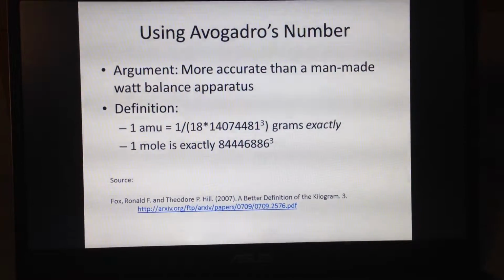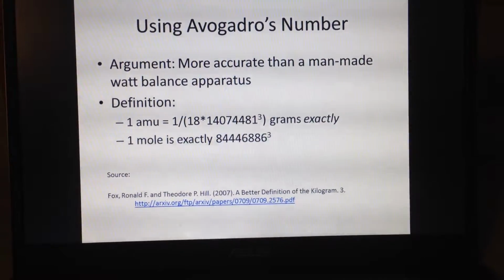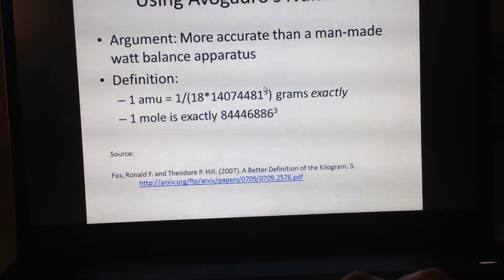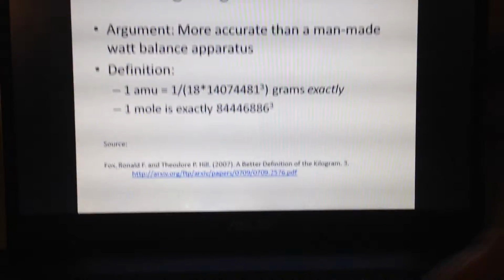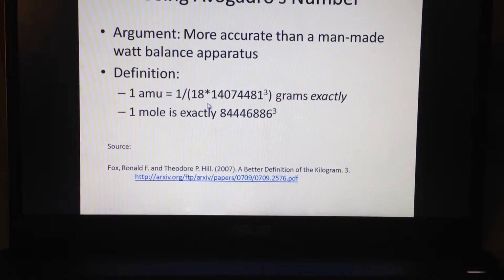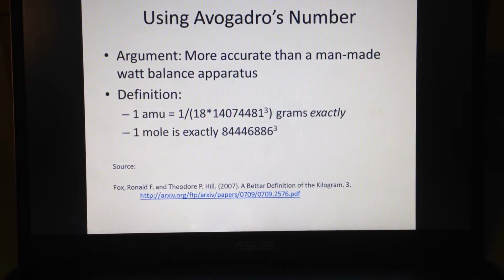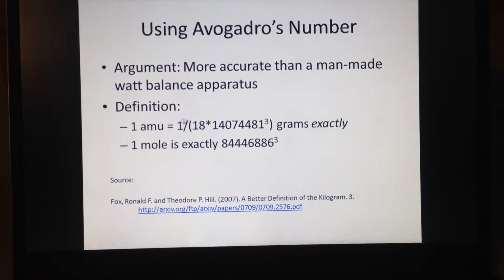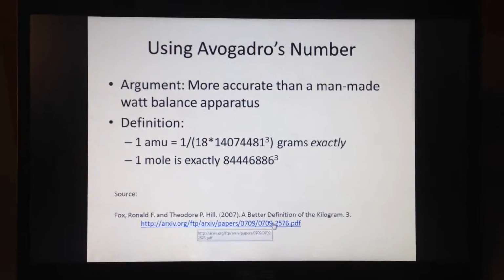Basically, to keep it short, the values defined for this method use 1 atomic mass unit is equal to this really excruciatingly long fraction here, and 1 mole is exactly the second number down here. The reason cube values are used is because a cube is used to calculate the volume holding the molecules.